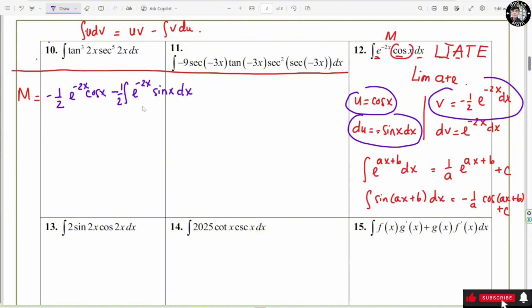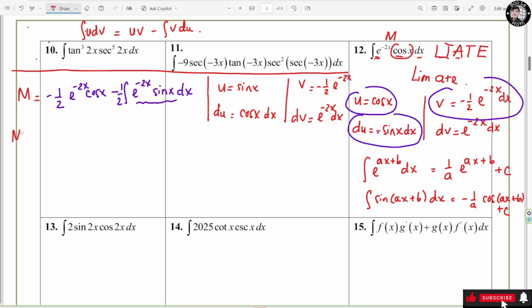right? Now, for this one right here, I'm going to use integration by parts again, right? So, I'm going to let u be sine s, and then du equals cosine s ds, right? dv equals e to the negative 2s ds, and then v equals negative 1/2 e to the negative 2s, right? So, m becomes negative 1/2 e to the negative 2s cosine s minus 1/2, I rewrite, multiplied by u times v.